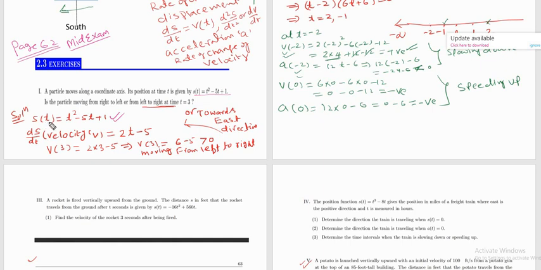If you differentiate this position with respect to time, you will get velocity. The differentiation of t square is 2t, minus the differentiation of 5t is minus 5, and the differentiation of 1 is 0. This is your velocity. He is asking to find the velocity and whether it is positive or negative at this time, then we will decide. So v(3) is positive. That means it is moving from left to right, or towards the east direction. This is the answer.